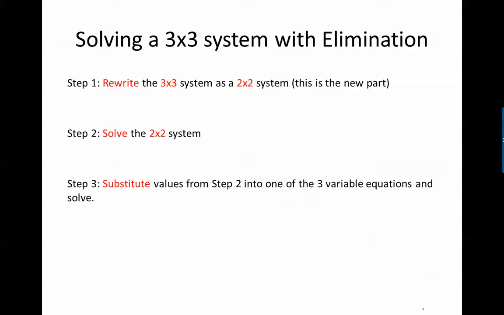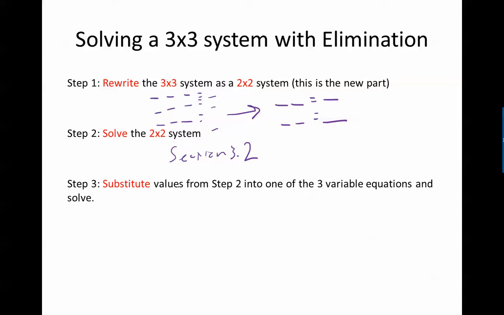So the general steps: the goal is to write what was a 3 by 3 system, with three variables, as a 2 by 2 system. That's the first goal, to make something that has three variables and three equations have two variables and two equations. Then we do what we've done before. This is section 3.2 over again. We're solving the 2 by 2 system.